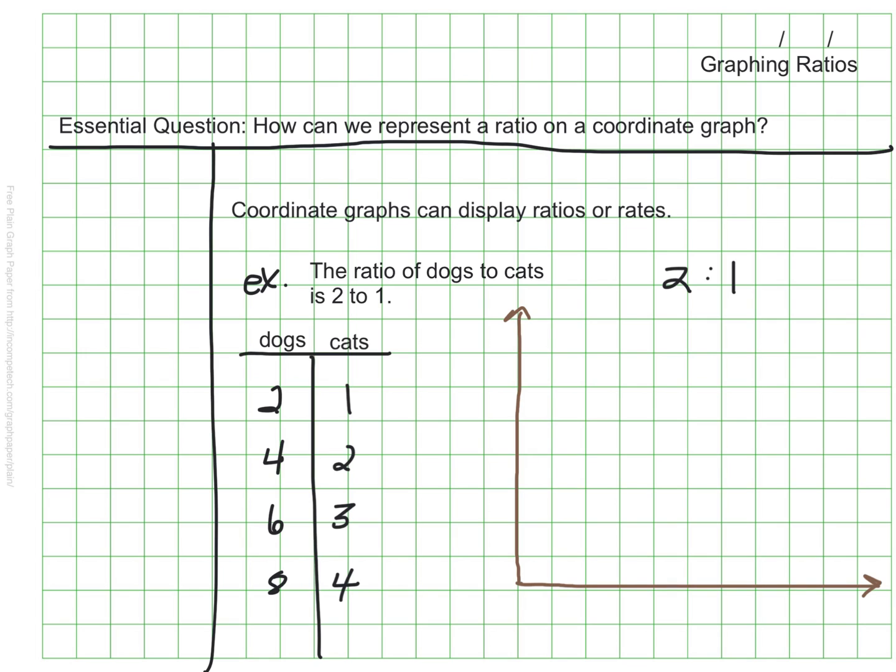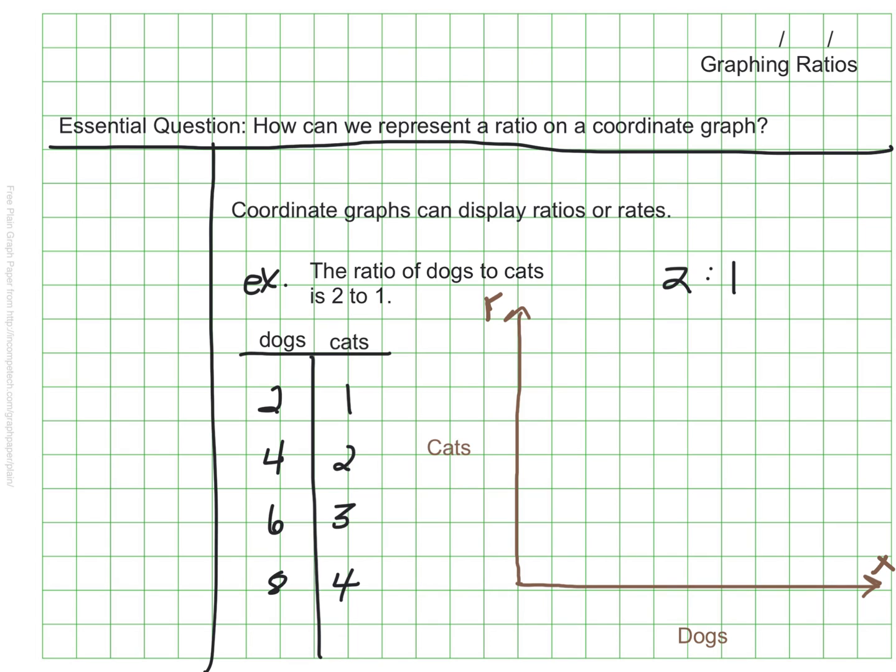I've started by drawing my axes. So here's my x and here's my y axis. And I'm going to label the axes so I know which side represents dogs and which represents cats. As we'll see later, sometimes we need to be particular about which group is the x and which is the y. But in this example, we'll just go ahead and put the dogs here along the x. And we'll put the cats along the y.